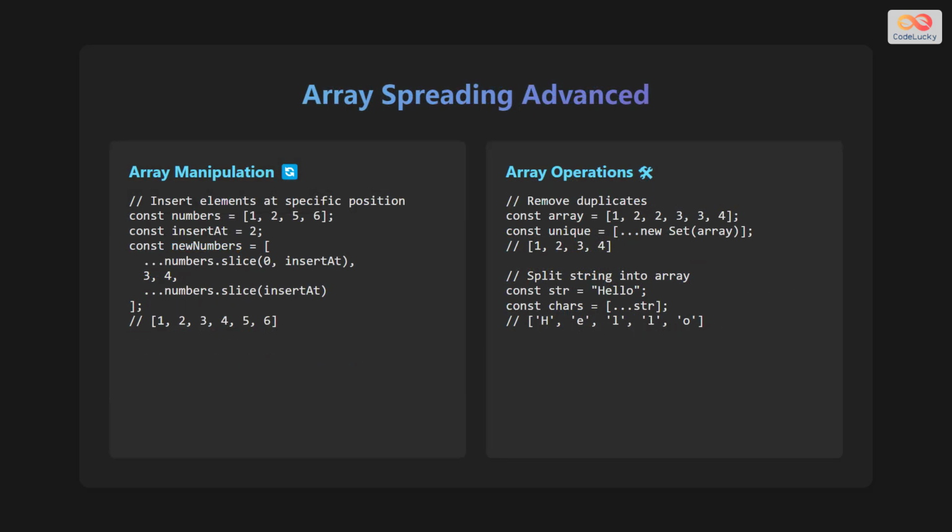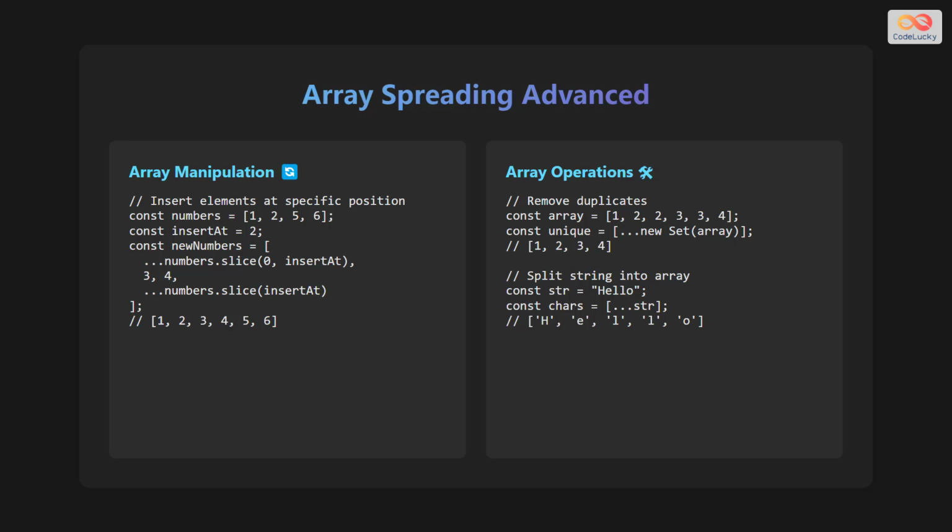Now let's look at some advanced techniques using the spread operator with arrays. You can insert elements at any specific position within an array. Let's see an example of this. We have an array named numbers containing 1, 2, 5, and 6. Let's say we want to insert 3 and 4 in between 2 and 5. We can achieve this using the spread operator.